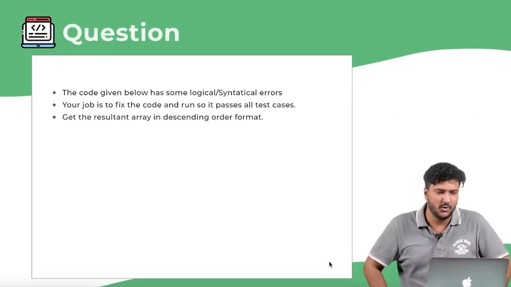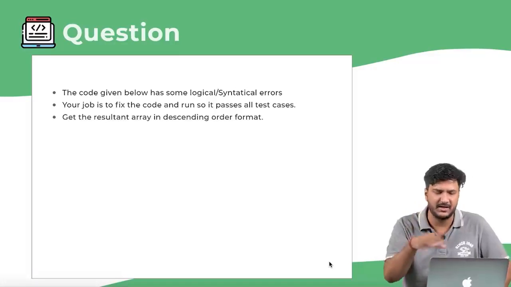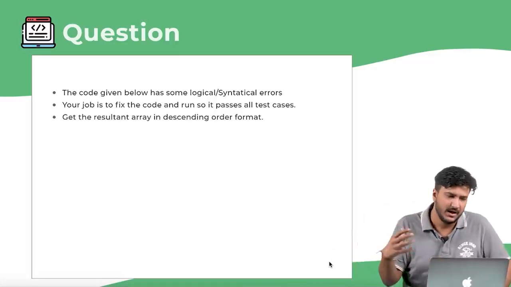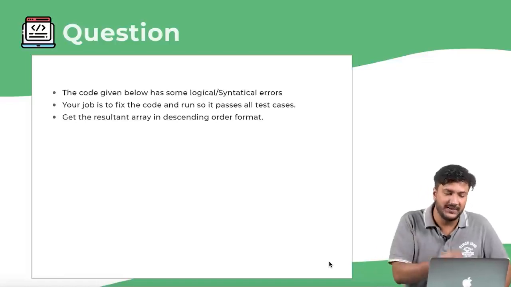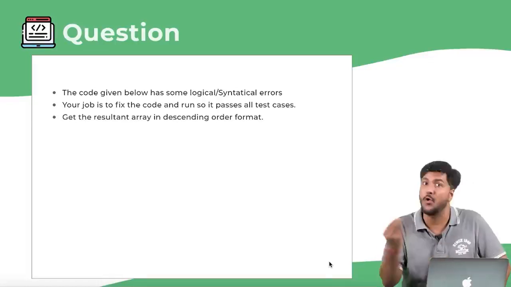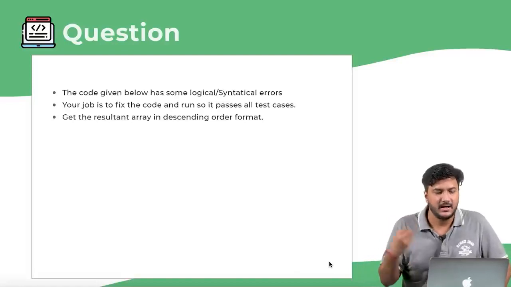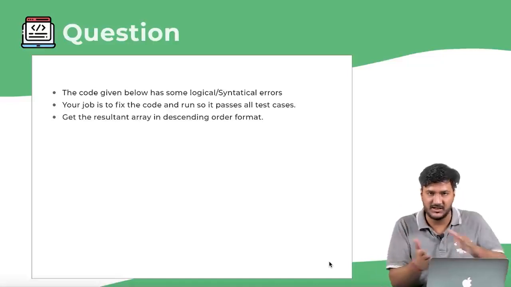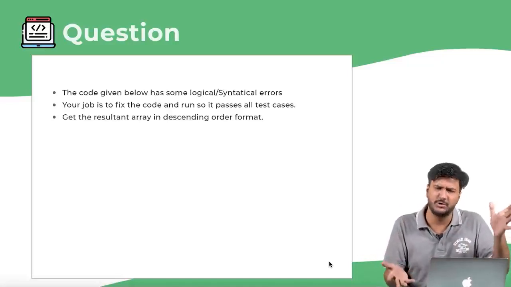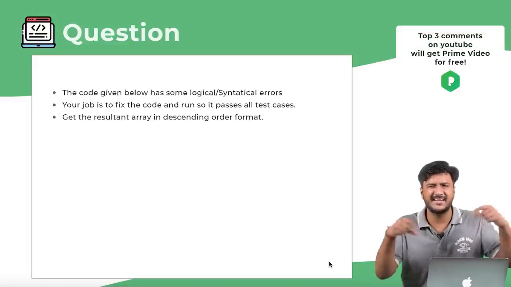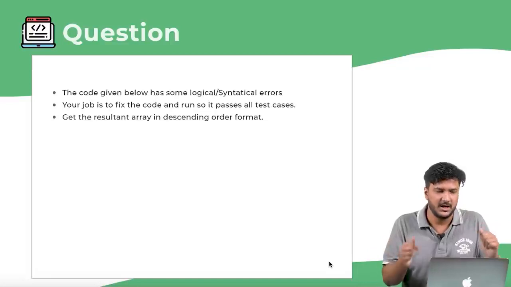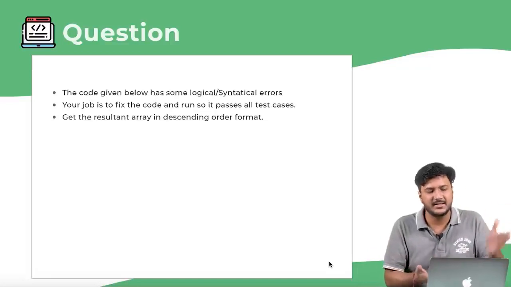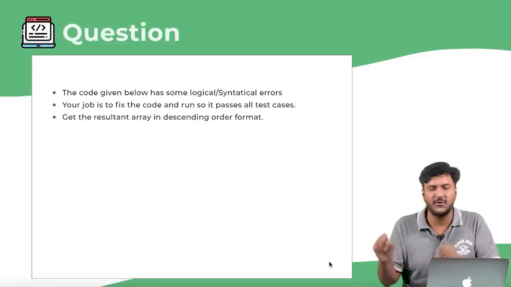So what they're saying is the code, and this is the first and only time I'll repeat that. Apart from that, we'll just go ahead. The code given below has some logical or syntactical error. Your job is to fix the code and run it so that it passes all the test cases, right? And you have to get the result. Basically, the question would be a long one, but I don't want you to read a long question. When we are teaching, I'll just give you a gist of what the long question would say. Basically what they're saying is, get the resultant array in descending order, right?